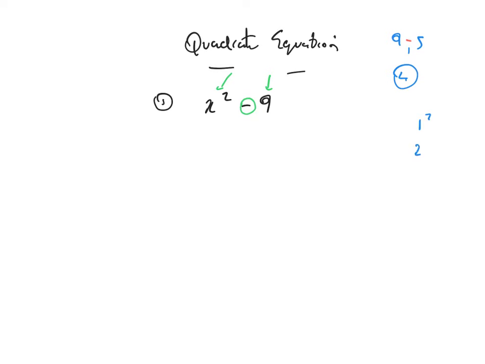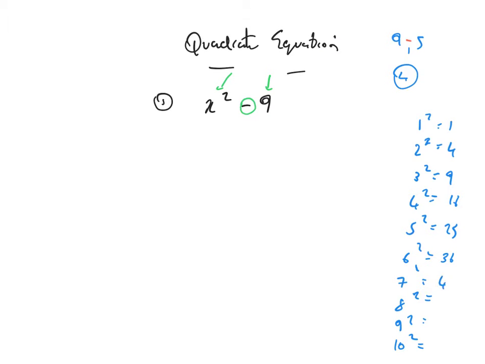Well, if you think about your square numbers, so I'm going to list here the first 10 square numbers. Remember, if you square a number, what you do is multiply it by itself. Okay, so 1 squared is 1, 2 squared is 4, 3 squared is 9, 4 squared is 16, 5 squared is 25, 6 squared is 36, 7 squared is 49, 8 squared is 64, 9 squared is 81, and 10 squared is 100. Okay, so for a difference of two squares, obviously the third square number is 9, alright?